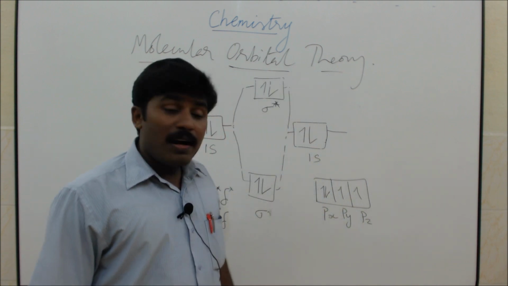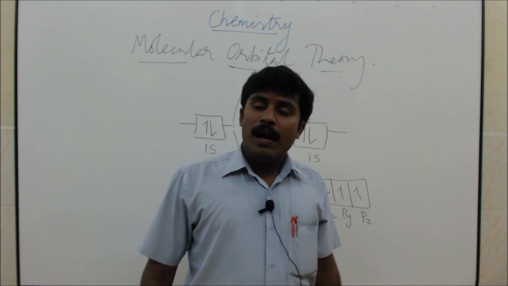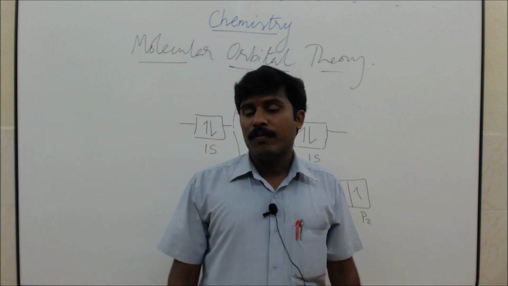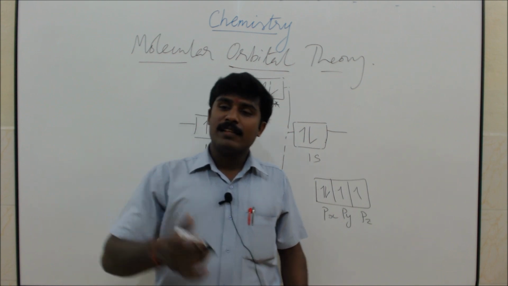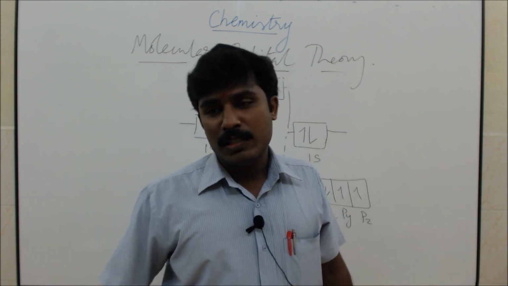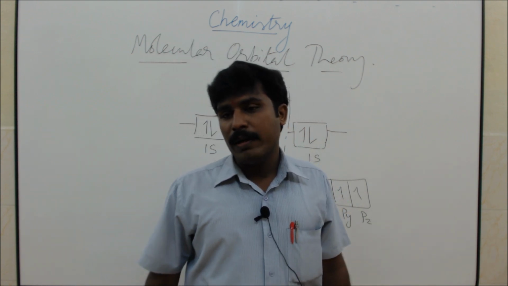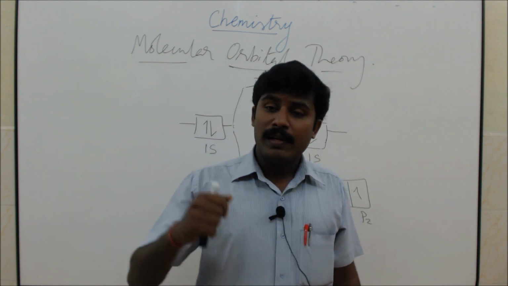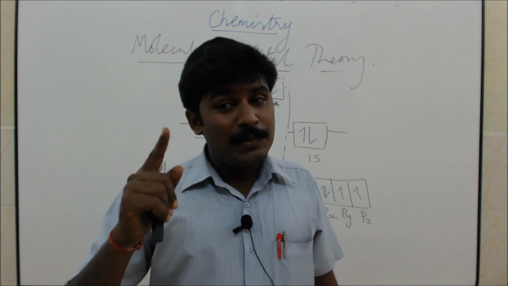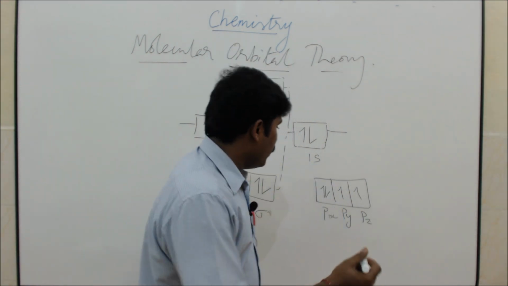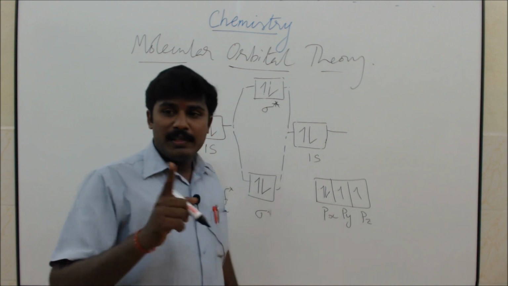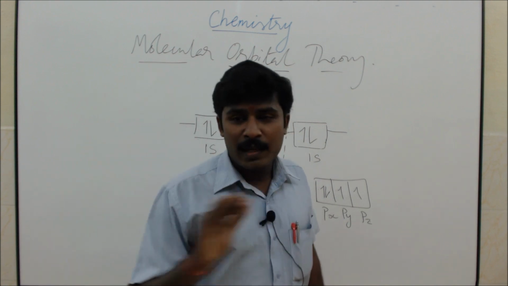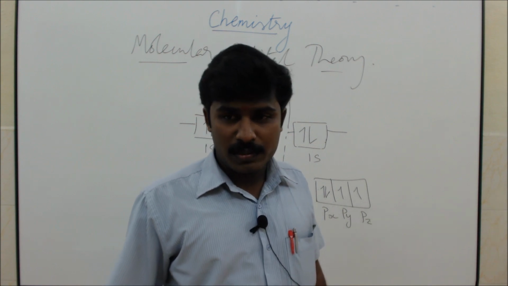The next one is Pauli's exclusion principle. According to this principle, all four quantum numbers cannot be the same. You already learned the four quantum numbers in 11th standard: principal quantum number, azimuthal quantum number, magnetic quantum number, and spin quantum number. The first three may be the same, but spin is not the same. One is upward, another is downward, plus and minus. So all four quantum numbers are not the same. That is Pauli's exclusion principle.